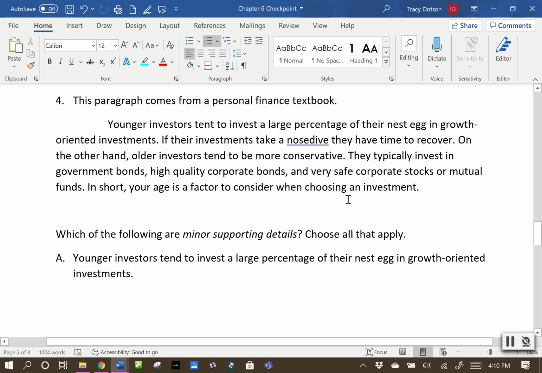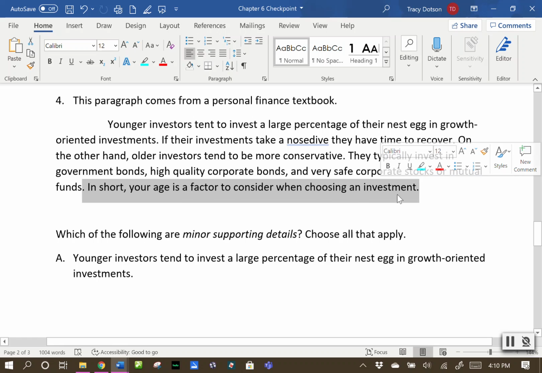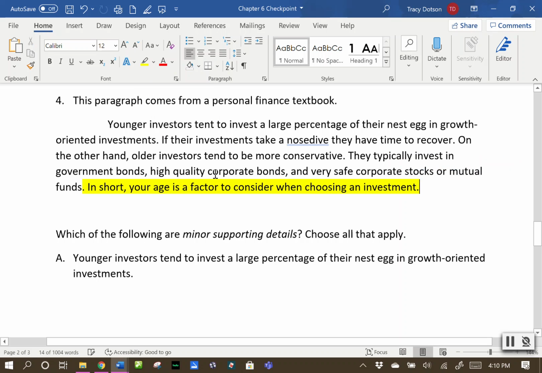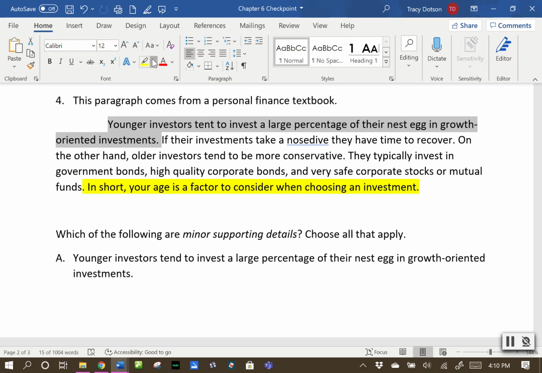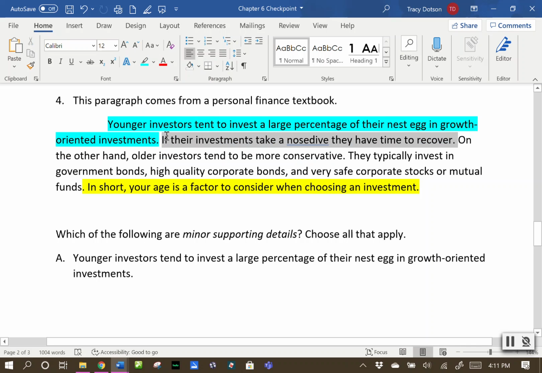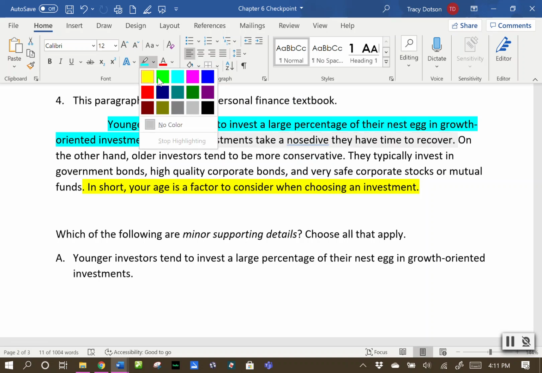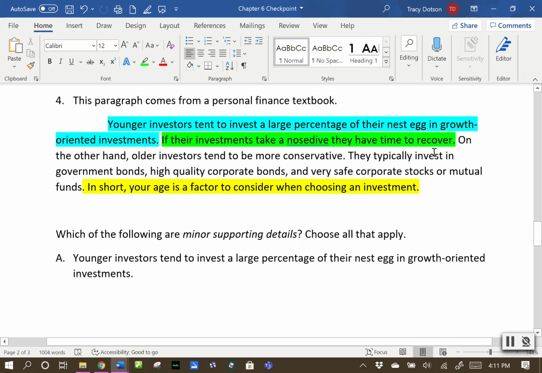So let's first look for our stated main idea. We have it. It's not the beginning though. Remember, main ideas could be anywhere. It is at the end. So your age is a factor to consider when choosing an investment. So let's look at that. So here we have this one about younger investors. If their investments take a nosedive, they have time to recover. Well, that's still about younger investors. So that's going to be a minor detail.